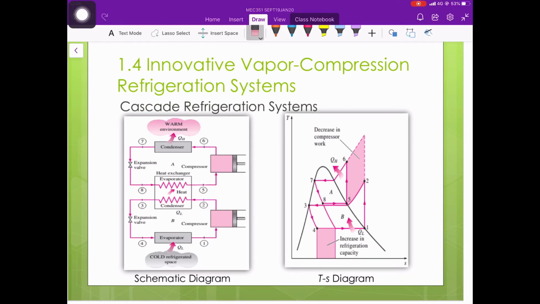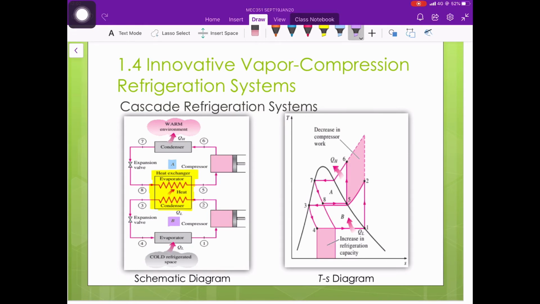Note that different stages have different piping systems. Therefore, cascade refrigeration system can use different types of refrigerant since there is no mixing between the stages or cycles. Also, note that the evaporator for cycle A and the condenser for cycle B are combined to become a heat exchanger.